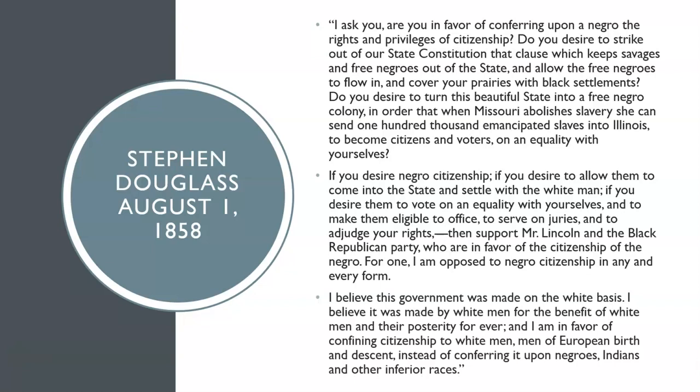And he goes on to say, I believe this government was made on the white basis. I believe it was made by white men for the benefit of white men and their posterity forever. I am in favor of confining citizenship to white men, men of European birth and descent, instead of conferring it upon Negroes, Indians, and others of other inferior races. So you can see pretty clearly his position here. I don't think there's any doubt about it at this point.